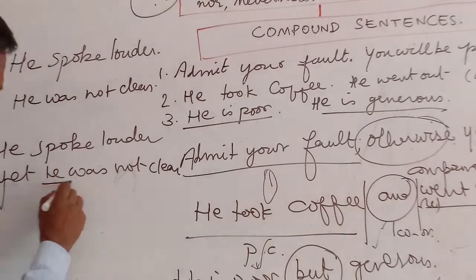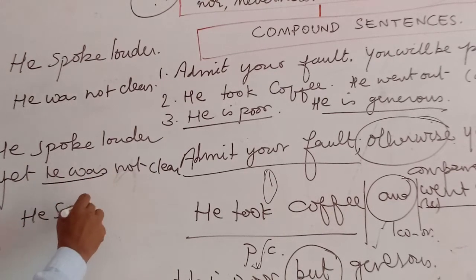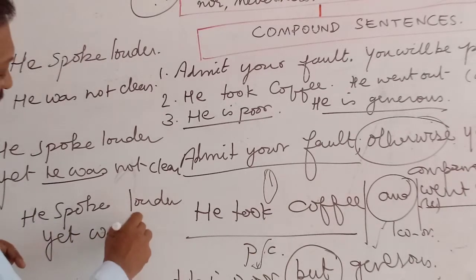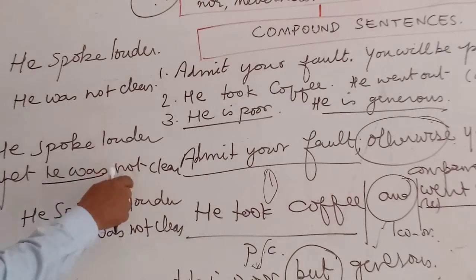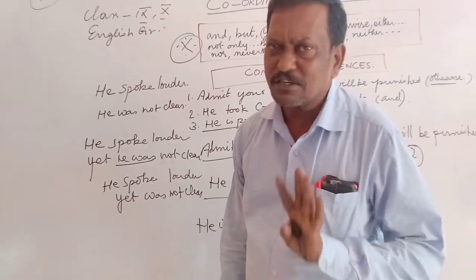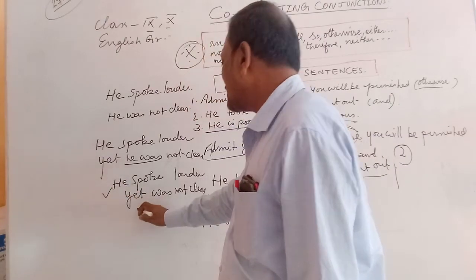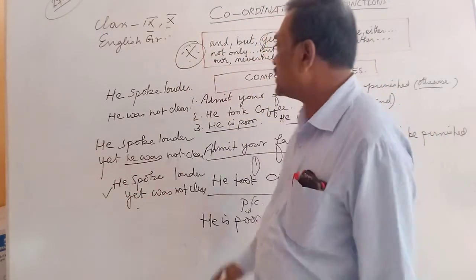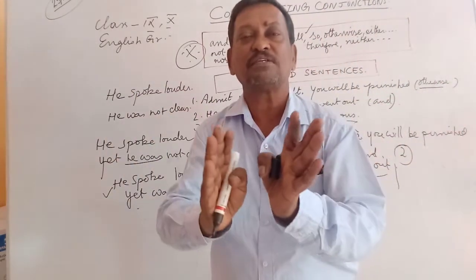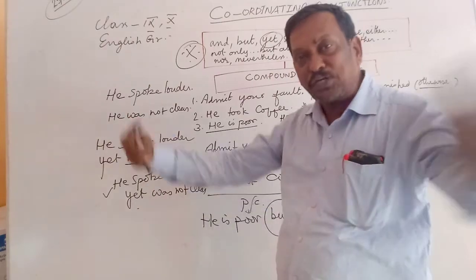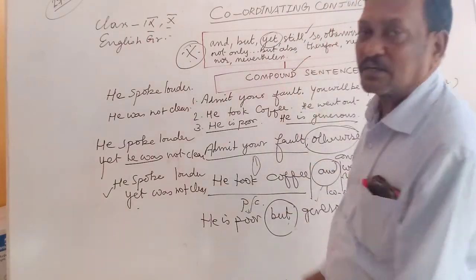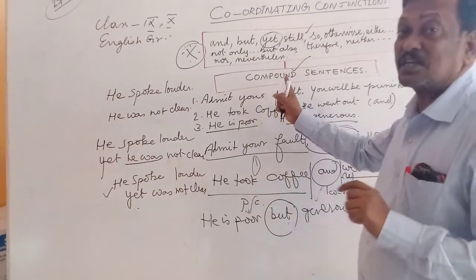Or I remove this: he spoke louder, yet was not clear. So I omitted the word "he" here. It is not necessary to add "he" here because even without adding, the sentence gives you a complete sense. So he spoke louder yet was not clear means he spoke louder yet he was not clear. So in this manner, you can take any of these conjunctions and make two sentences into one, putting two principal clauses together with one coordinating conjunction. So coordinating conjunctions are used to make compound sentences, not complex sentences.